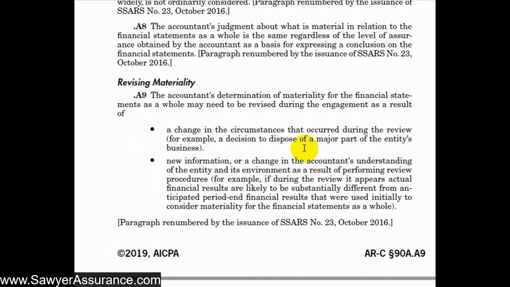So, for example, if the company under review decided to dispose of a major part of its business, or if we receive new information or a change in our understanding of the entity's environment as a result of performing our review procedures. So if, when we're performing our review, we find out that the financial results are substantially different than our initial materiality level that we calculated at the beginning of the engagement, then we might consider changing our materiality to fit our new understanding of the financial results.